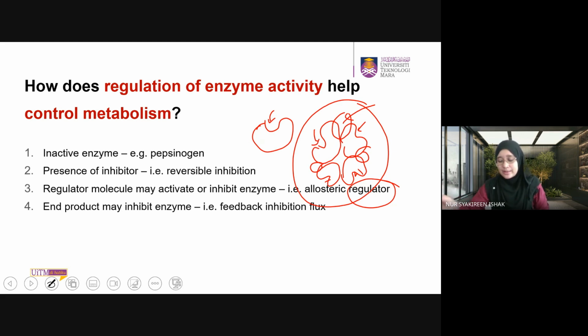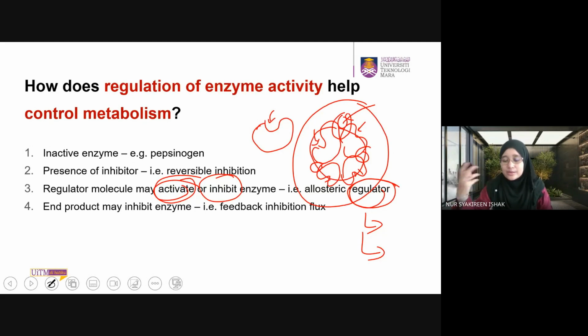The regulatory molecule can be an activator to activate the enzyme, or it can be an inhibitor to inhibit the enzyme. If the activator binds to the allosteric site, it causes all the subunits to be activated. But if the inhibitor binds to the allosteric site, it causes the enzyme to change shape, all the subunits will be inactivated, and the enzyme reaction cannot occur. So that is the allosteric regulator. It can involve an allosteric activator or allosteric inhibitors binding to one of the allosteric sites.